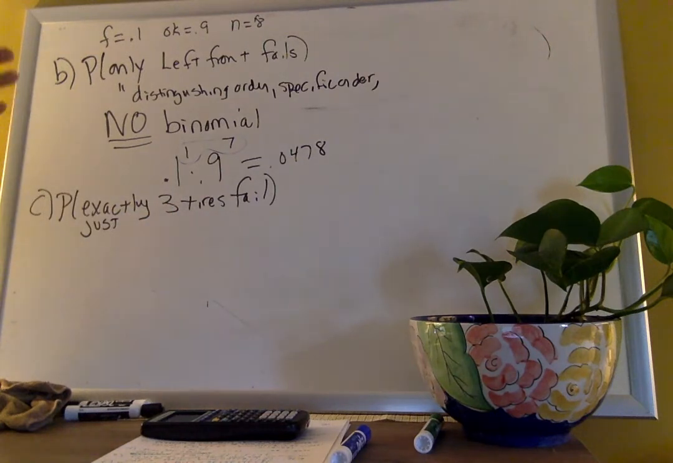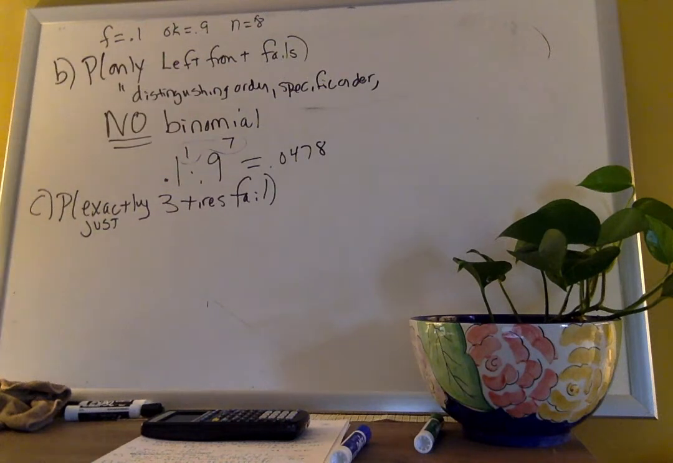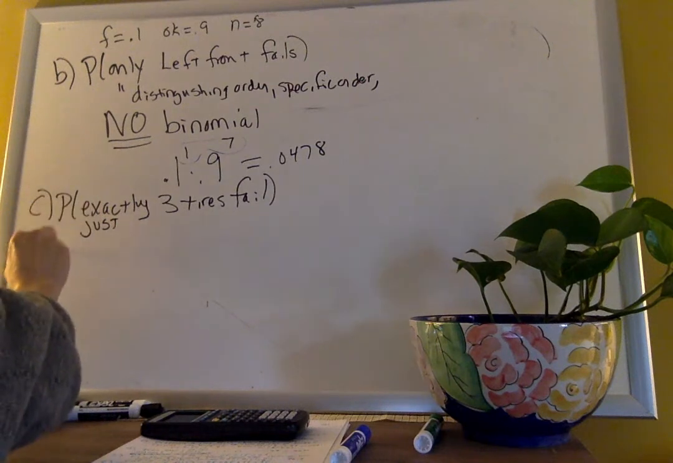Okay, 3 tires fail. Which 3? Did you mean like the 3 on the front? Did you mean 2 on the front and 1 in the back? Again, there's no way I'm going to go over to the side of my paper and try to figure out all the ways to grab 3 tires from 8. So this is where you must use the binomial.